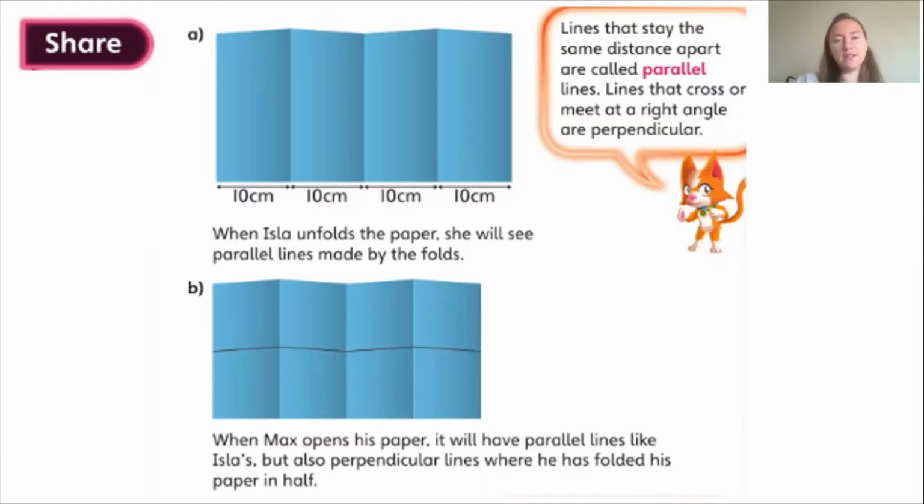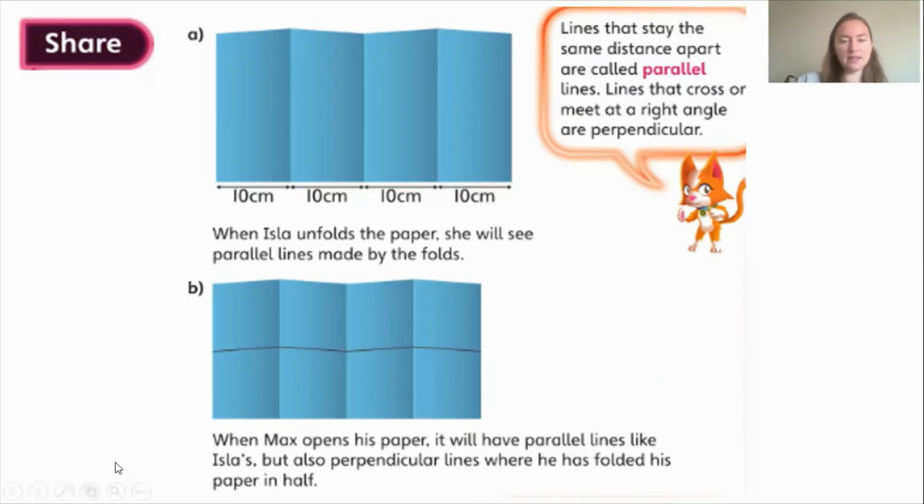Okay, so the top piece of paper there is Isla's paper. She has folded it one way and then the other way, then back again, and she's got 4 sections there. You can see that there are lines running down the paper where she's folded it. These lines are parallel because they all run in exactly the same direction and they won't cross. We'll talk a little bit more about that in a second.